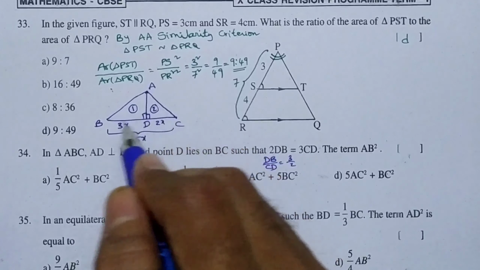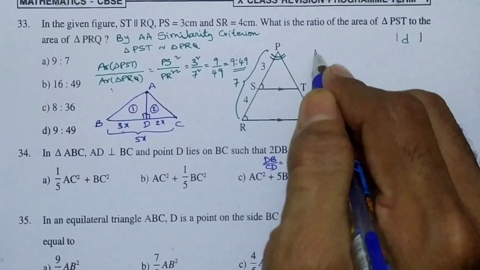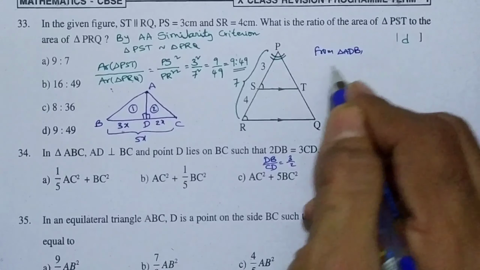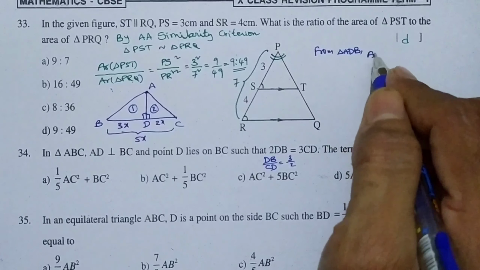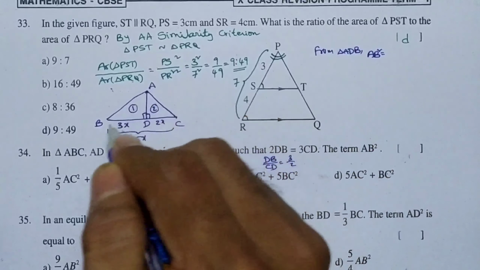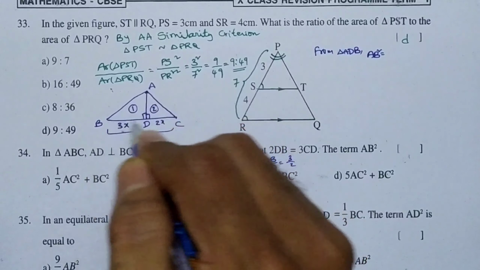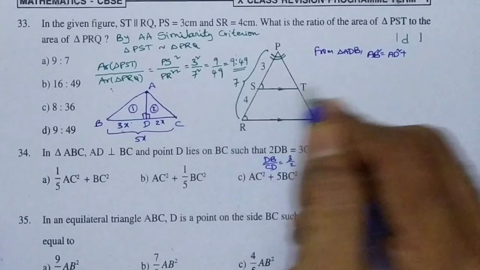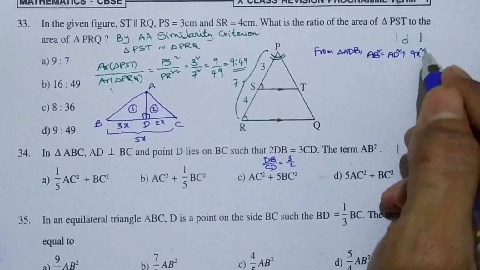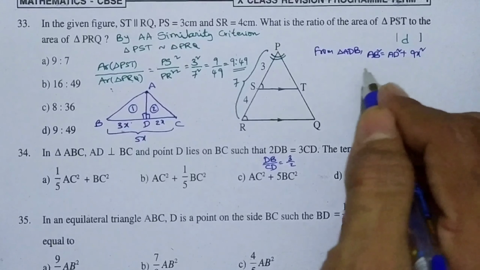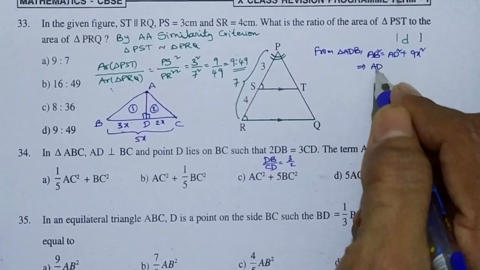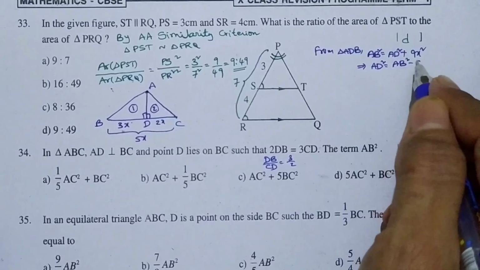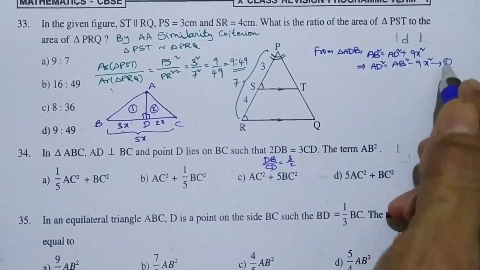Now when we take the triangle ADB, by Pythagoras theorem we can say AB square, hypotenuse square, equals side square plus side square, means AD square plus BD square. Here BD is 3x, 3x whole square is 9x square. So from this I am going to find AD square. AD square is equal to AB square minus 9x square. Take it as equation number 1.